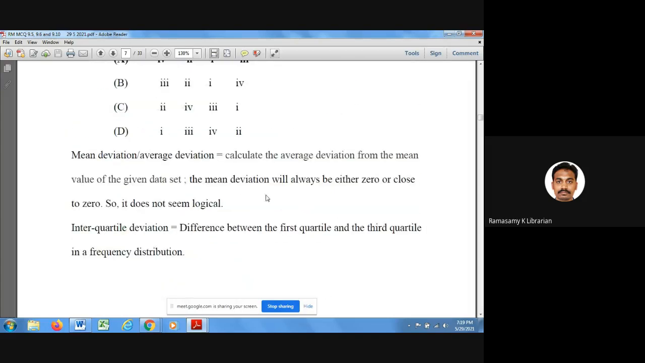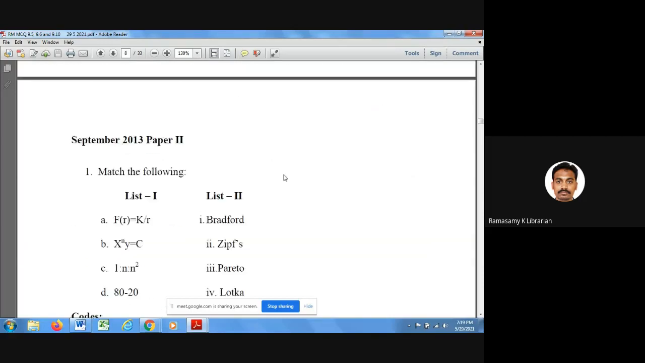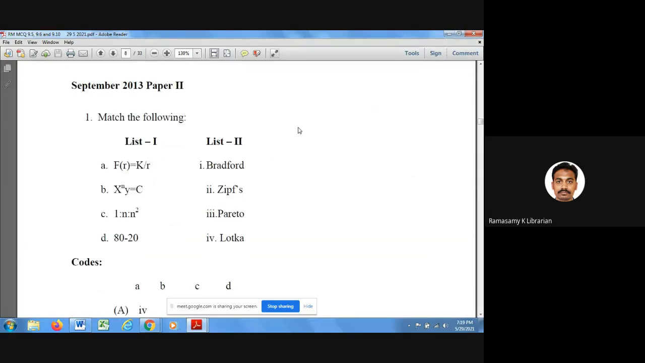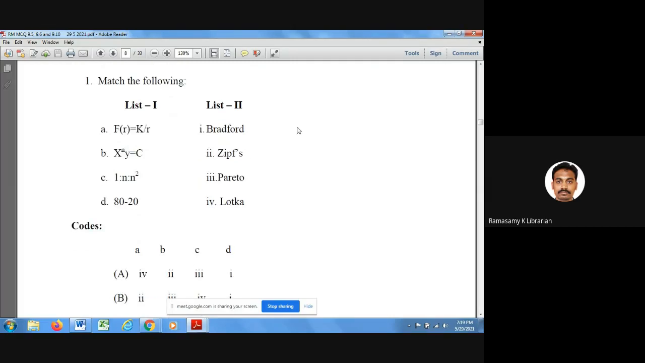Okay. Maybe you can just go through my explanation. Fine. Good. Then September 2013, match the following. Here they have given bibliometric laws on the left side and you have to match them on the right side. Okay. Let us see one by one. I think this is very clear to you.